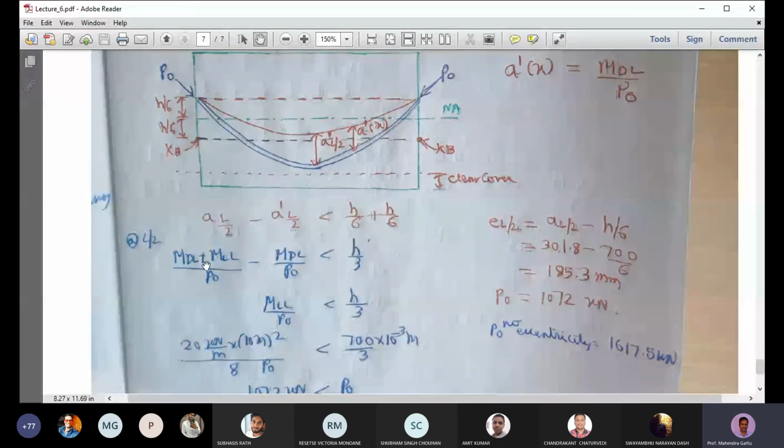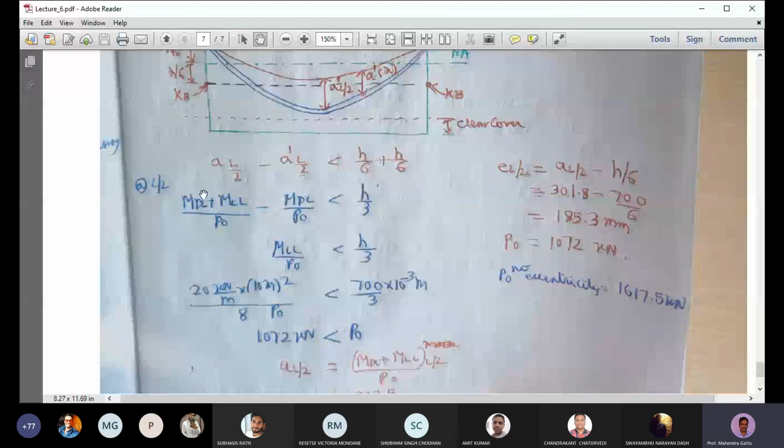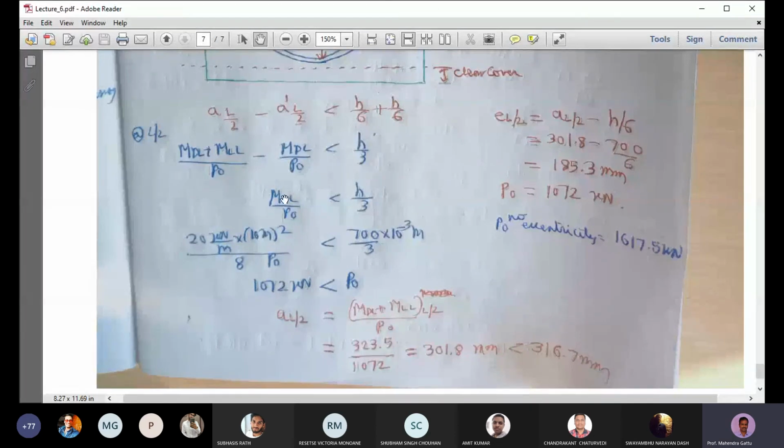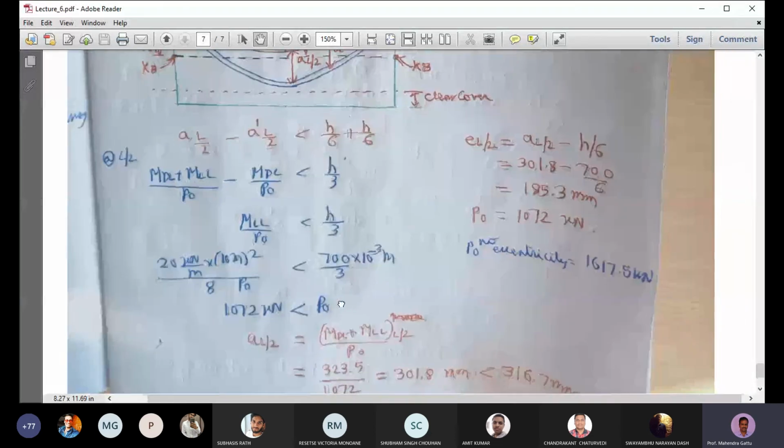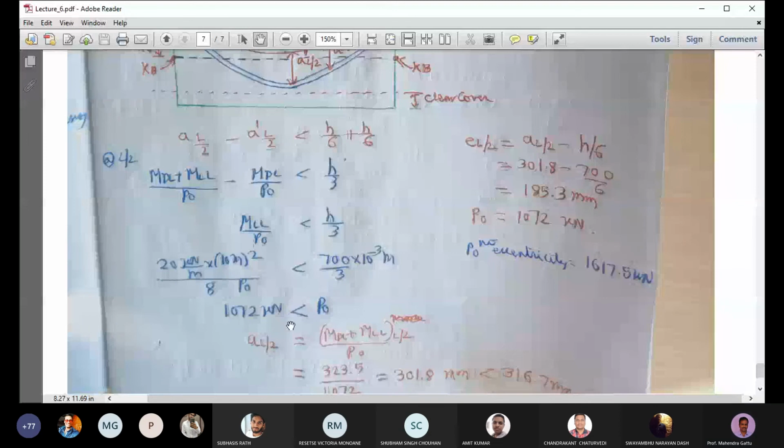So we know aL/2 is M dead load plus M live load by P naught, and a'L/2 is M dead load by P naught, and that difference is less than h/3. So dead load will cancel out, and we get M live load by P naught, which is less than h/3. So we can substitute q live load times L square by 8. So q live load is 20 kilonewton per meter into 10 meter whole square, span by 8 into P naught, and h is 700 millimeter. We express it in meters, so 700 into 10 power minus 3, by 3 meters. So we get the P naught value as 1072 kilonewton. So the minimum P naught value we should give is 1072 kilonewton.